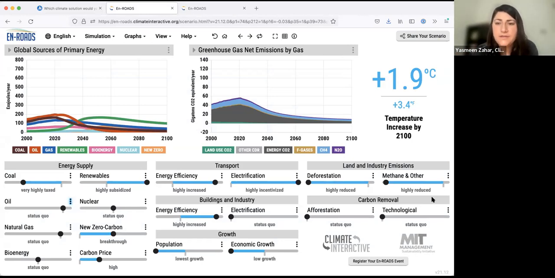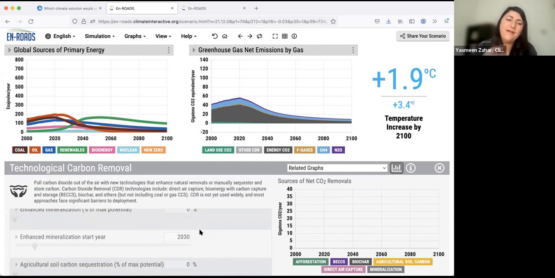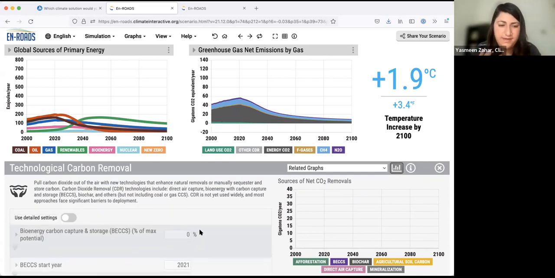So when we're talking about technological carbon removal, we're talking about a lot of different types of technologies. The ones that we model, I won't go too much into detail about what each one specifically means, but they're just different types of technologies or frameworks around removing carbon. If you're familiar with some of these technologies, I'll just name them out for you.